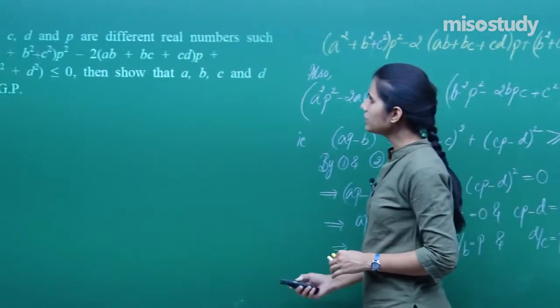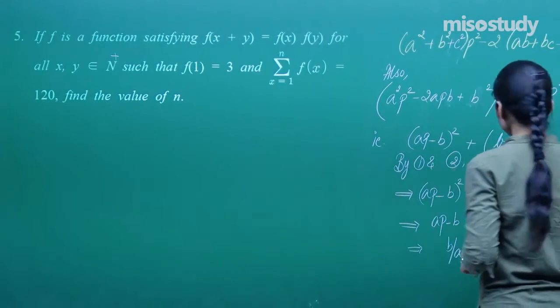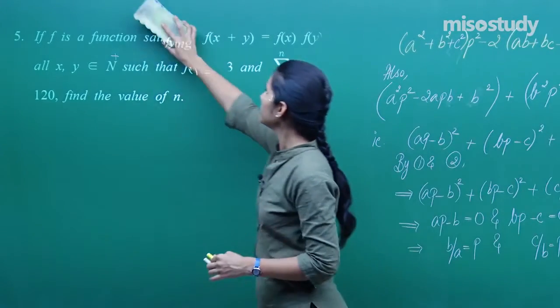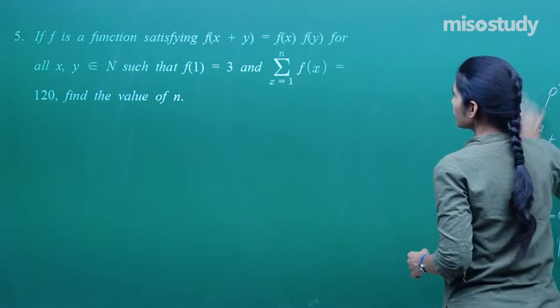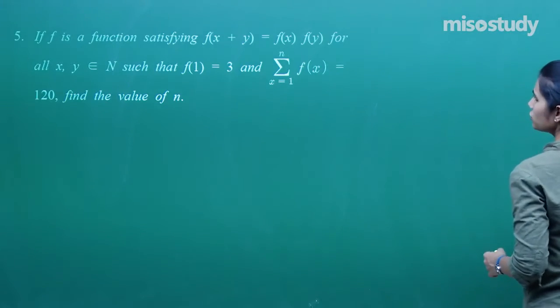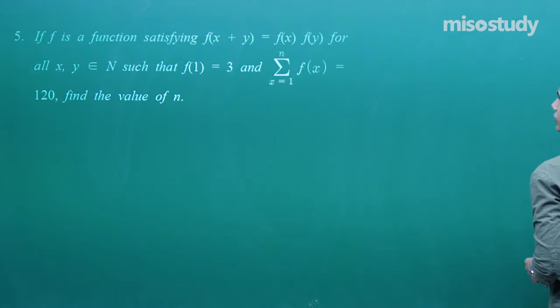Next question says what? Let's see. f is a function satisfying f of x plus y is fx into fy for all x, y in the set of natural numbers. f of 1 is given to you as 3 and summation fx, x going from 1 to n, is 120. Find the value of n.